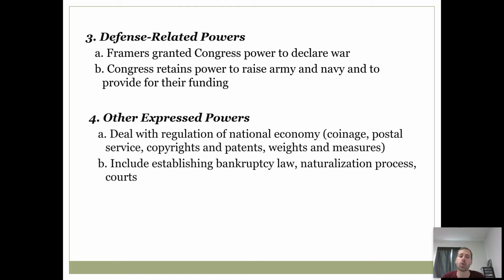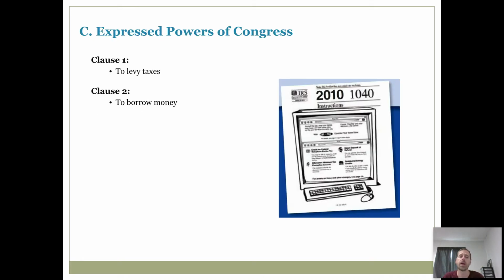They have military powers or defense powers. Congress has the power to declare war. They have the power to raise and maintain an army and navy and finance an army and navy. And then they have other national powers: coin money, establish copyrights and patents. They can establish bankruptcy laws. How do you become a U.S. citizen? These are all expressed powers, and we're going to get to those, I believe, right now.